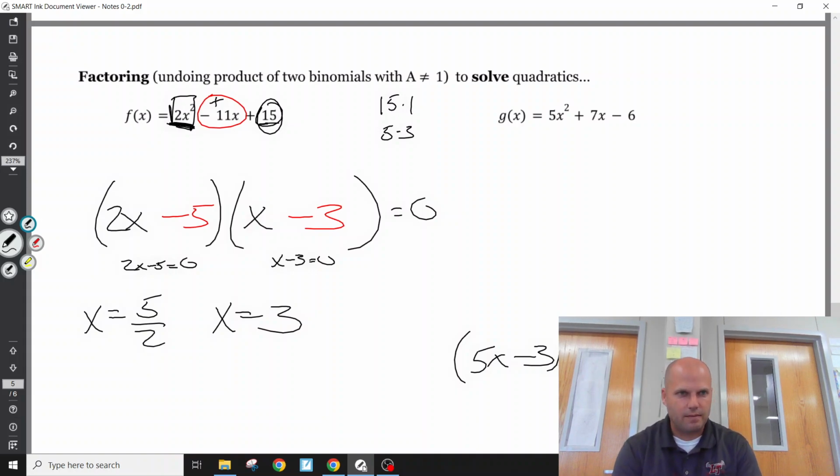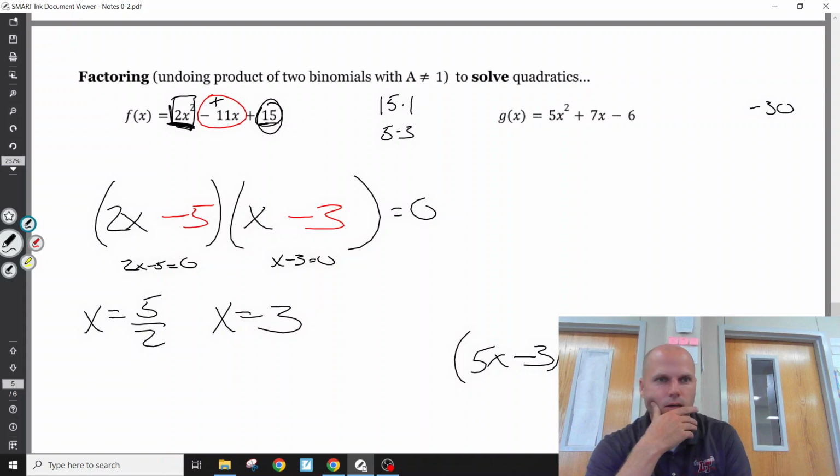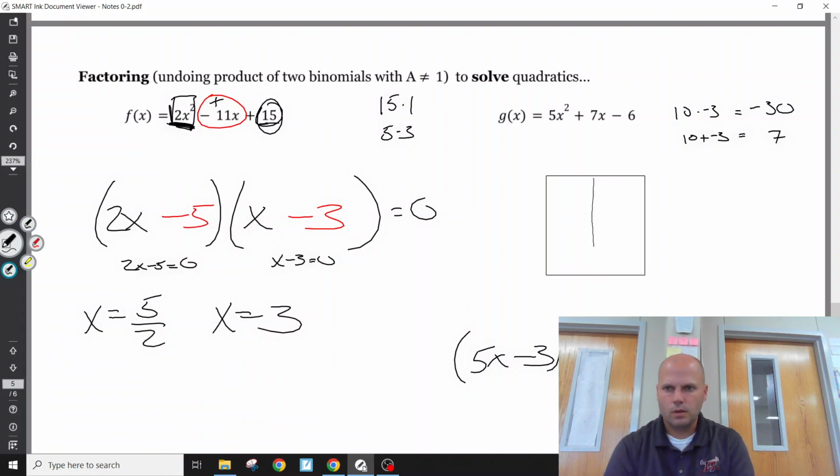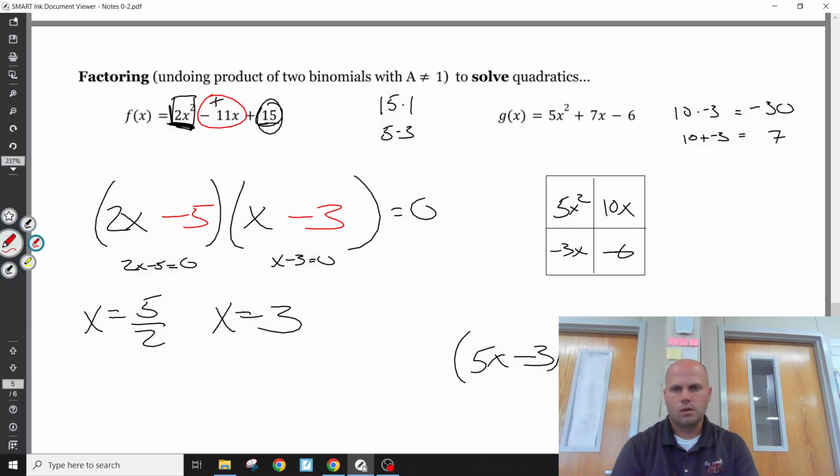Now, let's say you don't want to do that. I'm going to do the box. If you know how to group, great. Here's the box. A times C, negative 30 again. B, 7. Two numbers. Positive 10 times negative 3, positive 10 plus negative 3. Rewrite the middle amount of x's. Undo the box. X times 5x times 3x, boom.